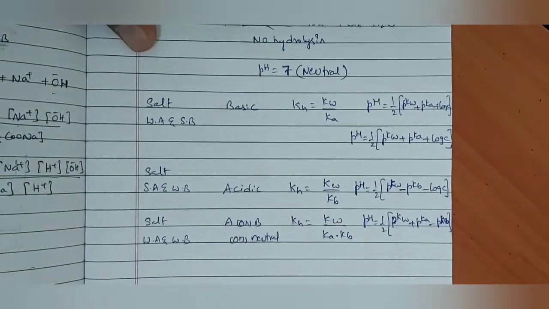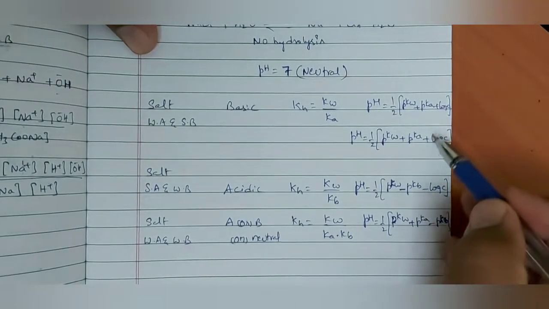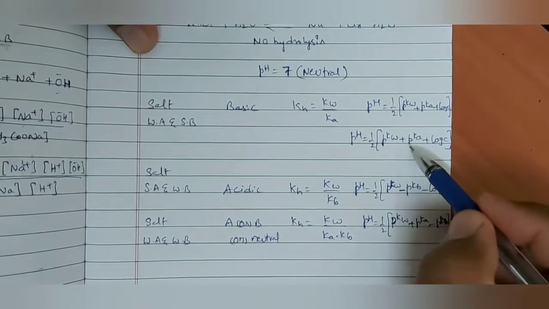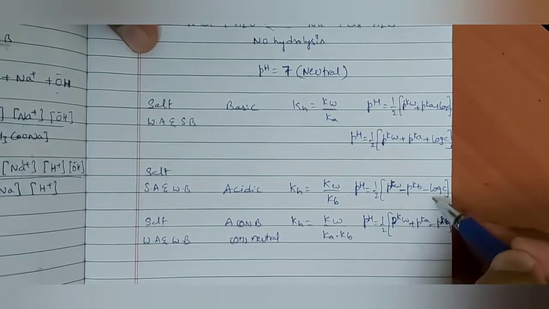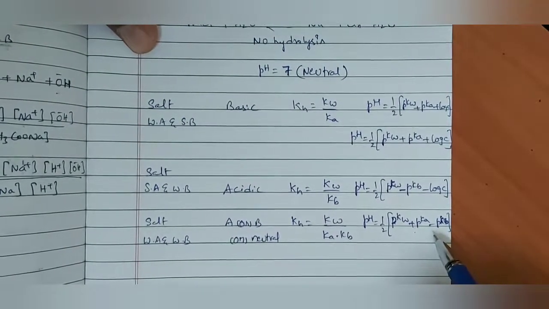Final formula, finally. I hope you are understanding. Here log C is not there. First two we have log C. Here this is related to pKa. Here minus pKb minus log C. This is pKa minus pKb.